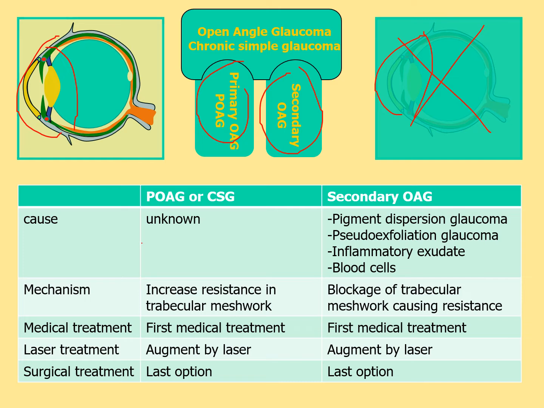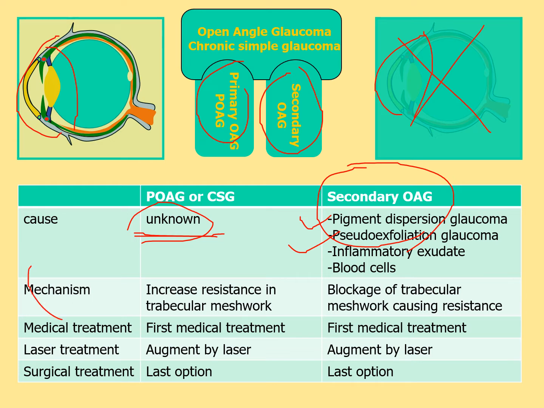In the primary, the cause is unknown, while in the secondary open angle glaucomas, either the pigment is blocking the trabecular meshwork, or pseudo exfoliation is blocking the meshwork, or the blood cells or inflammatory exudates are blocking the meshwork. So in the secondary glaucoma, something is blocking the trabecular meshwork, while in the primary open angle glaucoma, the cause is unknown and resistance increases in the trabecular meshwork. So this is the main difference between primary open angle and secondary open angle glaucoma.